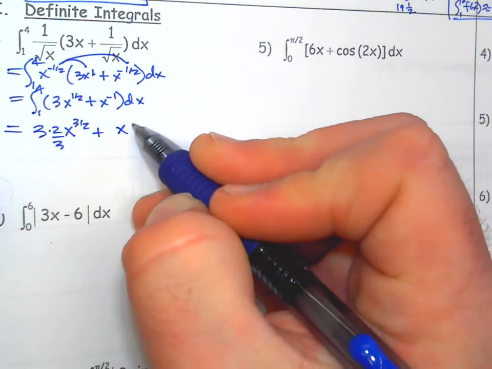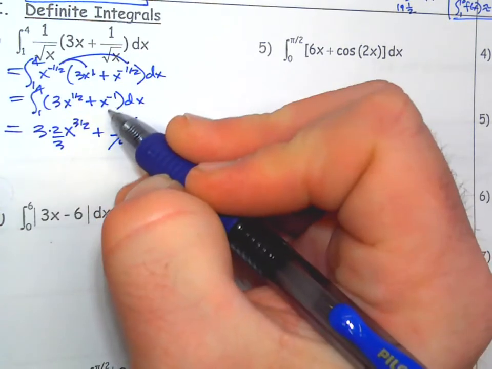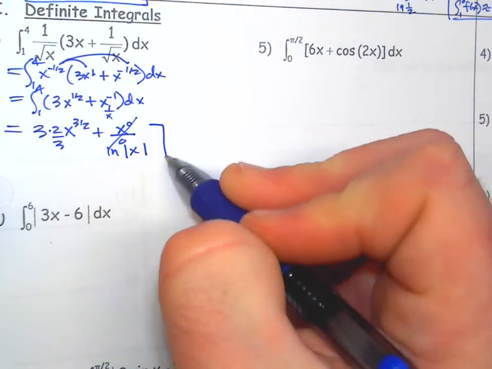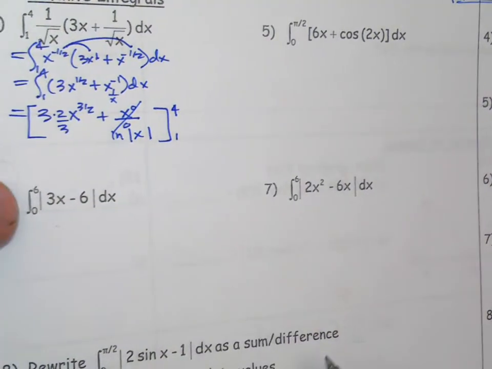Bump it up 1. Oh, no. Watch out. If you bump this one up 1 and divide by the new exponent, that's not good. So this is actually 1 over x. So this is now natural log of the absolute value of x. You need the absolute values there. I know they're going to eventually go away, but they should be in your work.